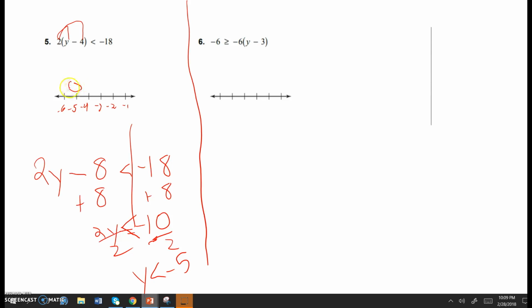y is less than or equal to negative 5. Well, that's a terrible circle. And it's going left because it's less than.